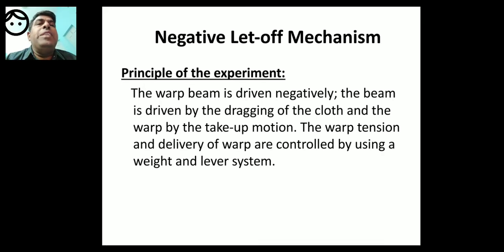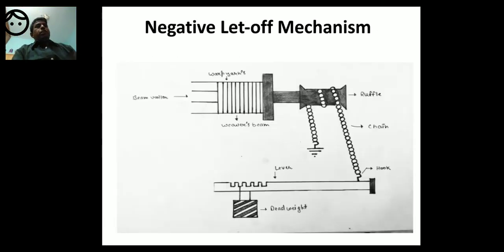The warp beam is driven negatively. It is driven by the dragging of the cloth and the warp by the take-up motion. The warp tension and delivery of warp are controlled by using a weight and lever system. So that is the principle of the experiment.